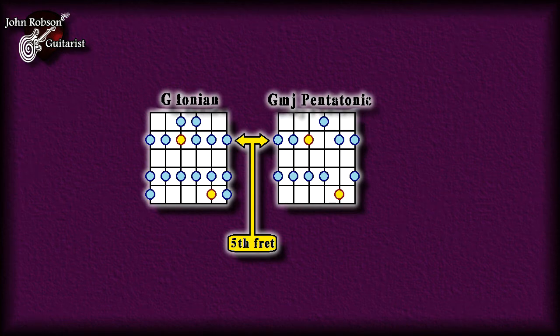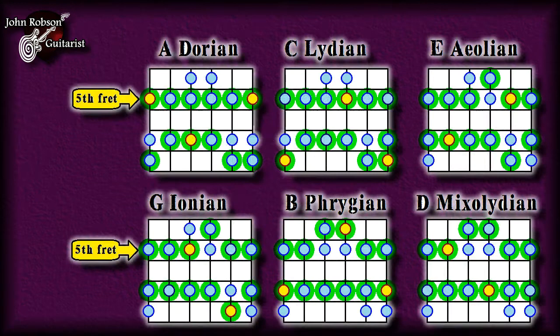So there you have it, you can get six different modes: the Dorian, the Lydian, the Aeolian, the Ionian, the Phrygian, and the Mixolydian, all from one scale pattern. All you have to do in each case is focus on a different core pentatonic scale in the way I've described. Now, as you move to other frets, obviously you'd use other scale patterns, but at the core of each one of those you will find a, hopefully, familiar pentatonic shape that you can base everything around.